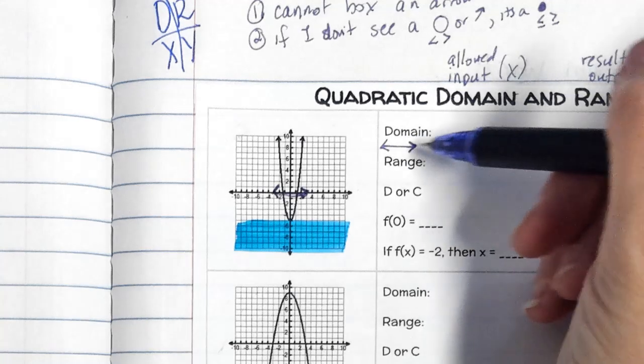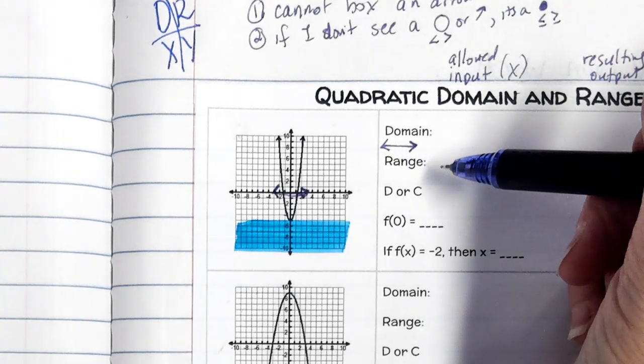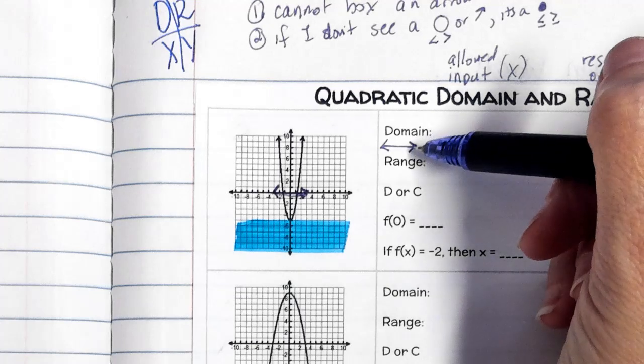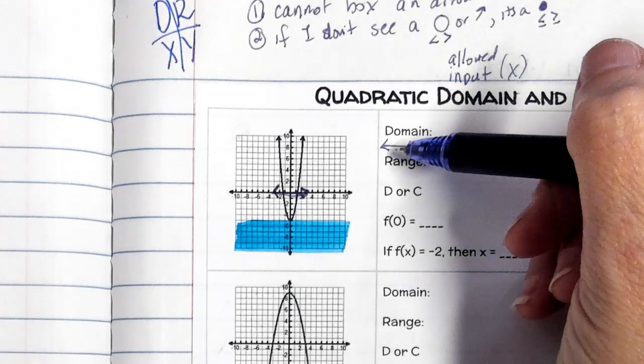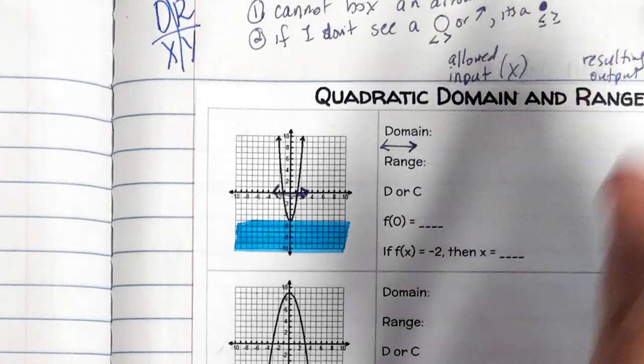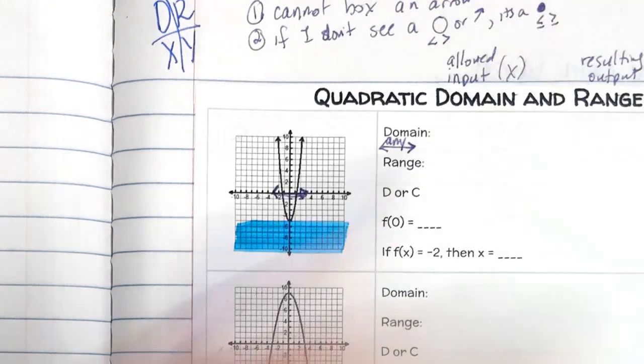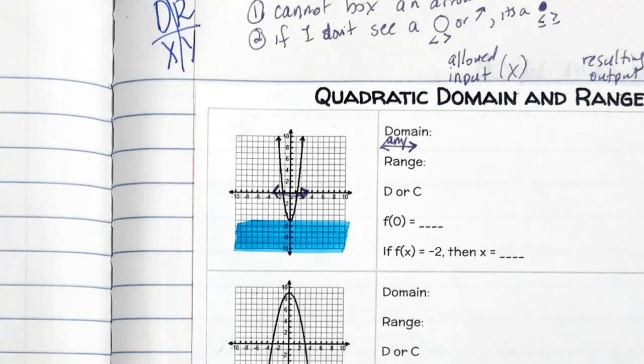Is there any limit in either direction on that function? No, because it's going to keep going forever, getting bigger and smaller until infinity. So this means I can use any x value that I want.